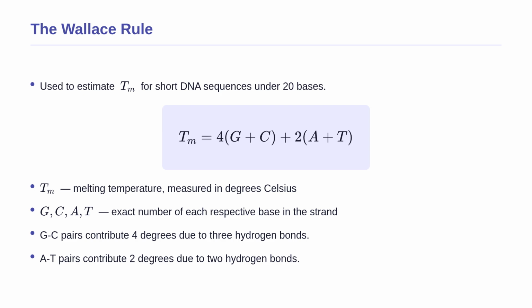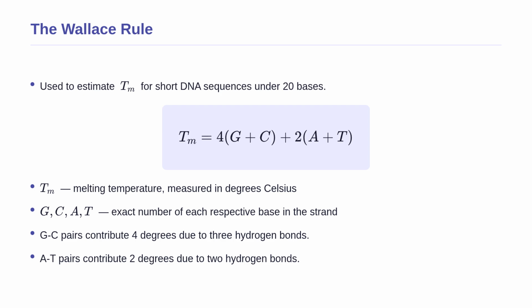Tm is our melting temperature in degrees Celsius. The variables G, C, A, and T represent the exact count of guanine, cytosine, adenine, and thymine bases in the strand. Conceptually, this formula tells us that every guanine-cytosine pair contributes 4 degrees to the melting temperature, while every adenine-thymine pair contributes only 2 degrees.